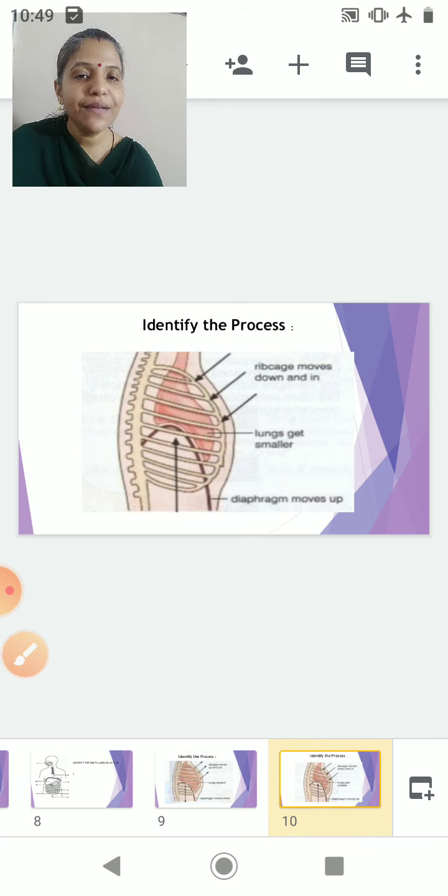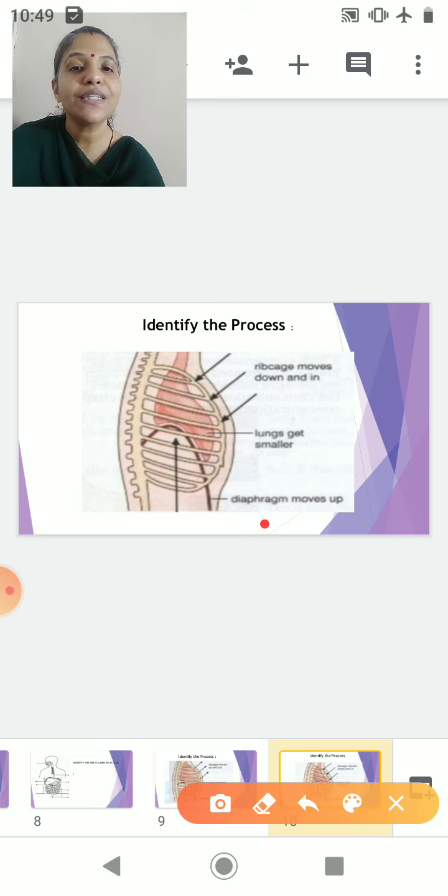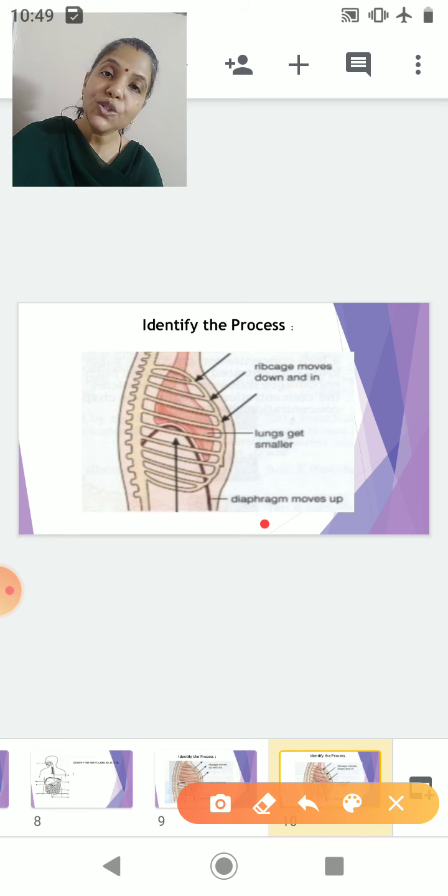Here you can see this is just the opposite one. The lungs get smaller. Here the ribs are moving backward. You can see the diaphragm moves upward. So this process is exhalation, that is going away the foul air. So this picture is exhalation and the previous one was inhalation. Like this we may ask you to identify the process which is going on. We can give you a plant and show all the raw materials there and we'll tell you to identify the process which is going on.